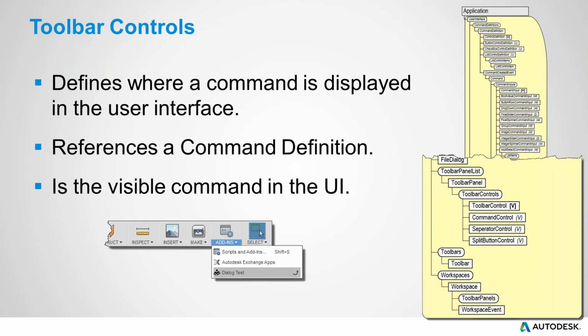Here's an example of this dialog test. That's a custom command that I built, and it is now displayed in here. What we're looking at is the control, and it's referencing my command, and that command has that little icon, and it has the name dialog test. I could actually have multiple controls referencing the same command. And if I change anything about that command definition, the name or the tooltip or whatever, then that would be reflected in all of the controls because they're all referencing the same command definition.